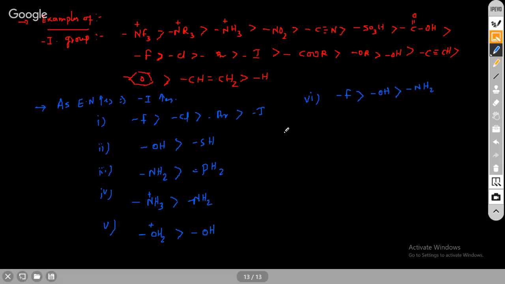If we compare this one, CF3, CCl3, CBr3, and CI3, the order of electronegativity, that is minus I, should be this. This is the order. So like this, you can actually compare the minus I nature of the groups. So you don't have to memorize this. If you keep this in mind, you can do many other questions. We'll see the application of this also.